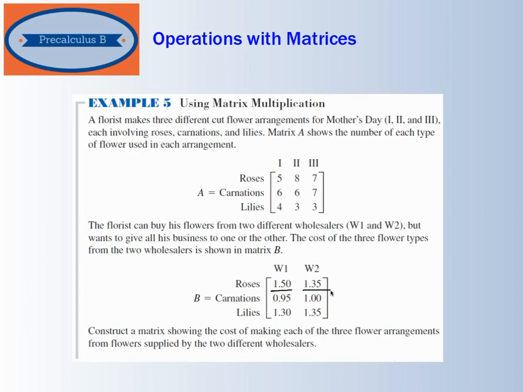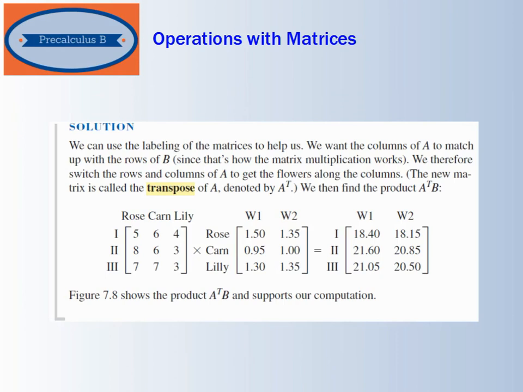You might be asked to, say, construct a matrix showing the cost of making each of the 3 flower arrangements from the flowers supplied by the 2 wholesalers. So what is the cost of arrangement 1 from wholesaler 1? What is the cost of arrangement 2 from wholesaler 2, etc.? All right? We could actually go about doing this simply by multiplying the 2 matrices.